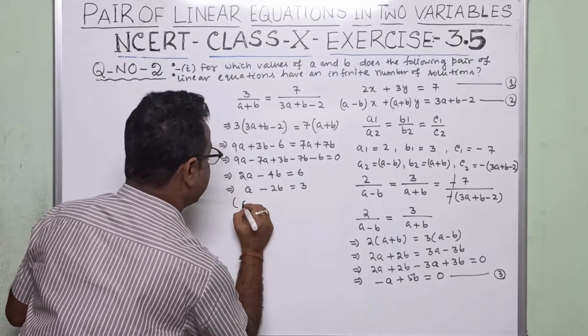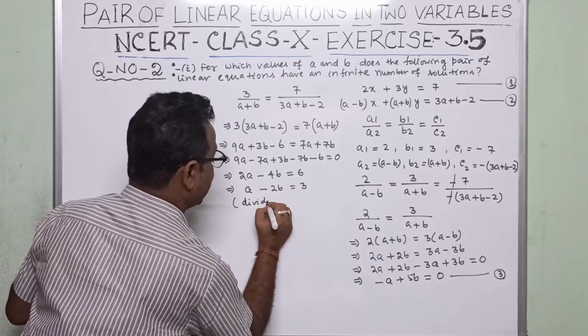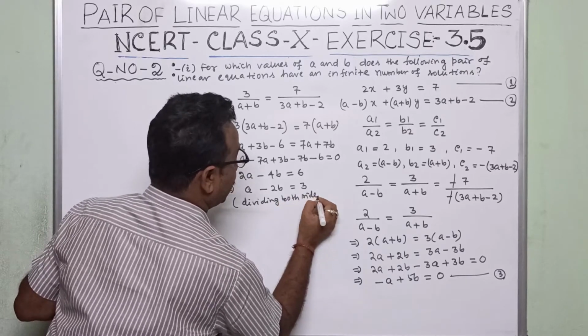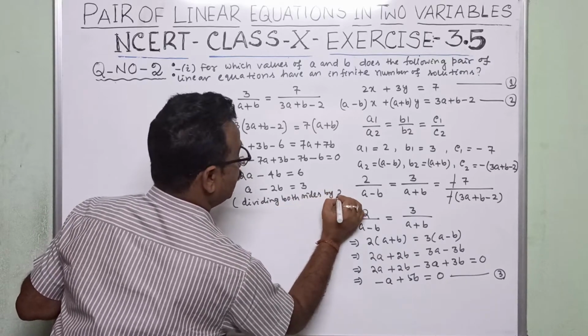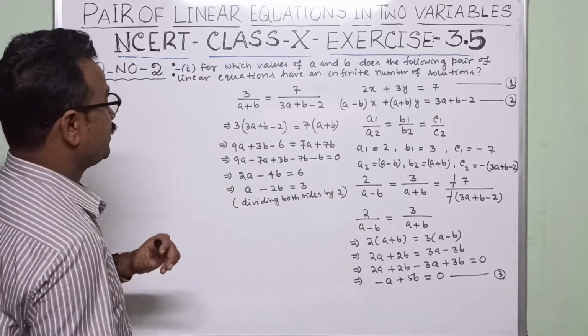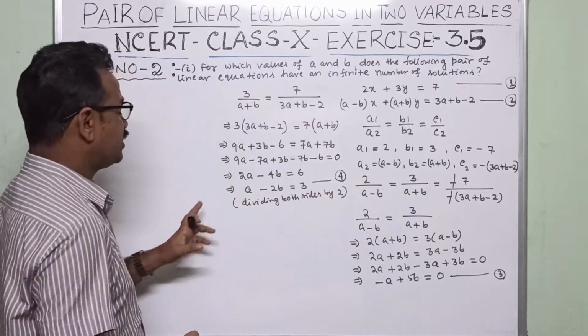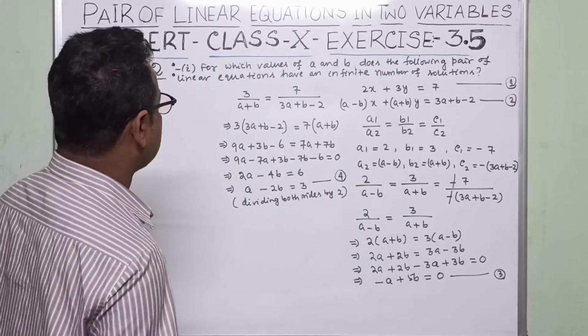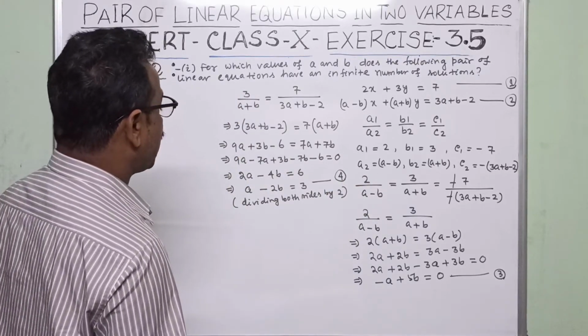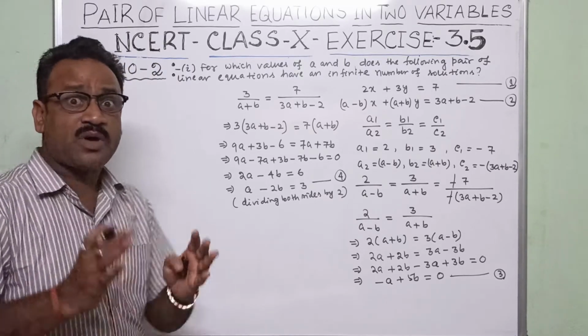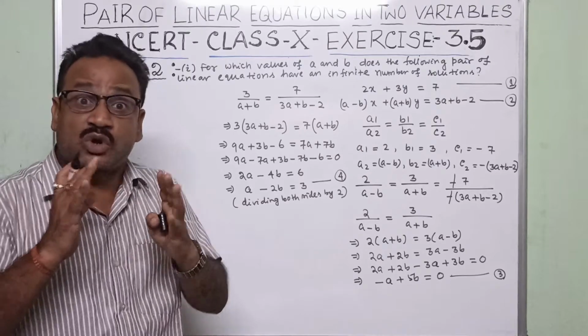How? Dividing both sides by 2. Okay, so this is your equation number 4. Now here in equation 3 and equation 4 we have to find out the value of A and B by the method of cross multiplication.